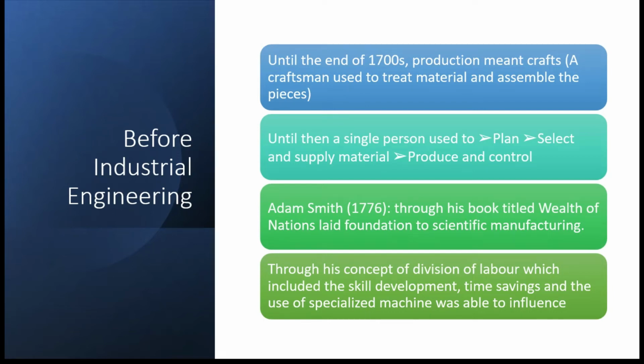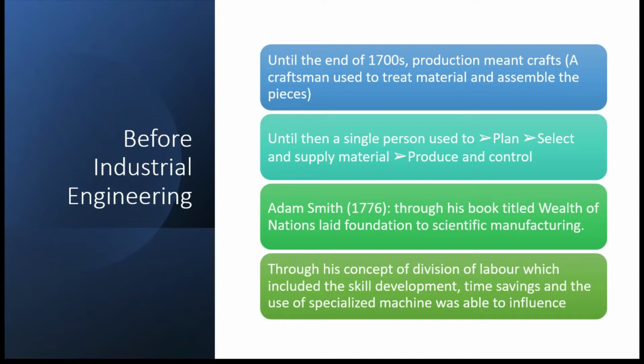So what happened before industrial engineering? Until the end of 1700s, production meant craft. A craftsman used to treat material and assemble the pieces. A single man was responsible for planning, selecting, supplying, and to produce and control the goods.